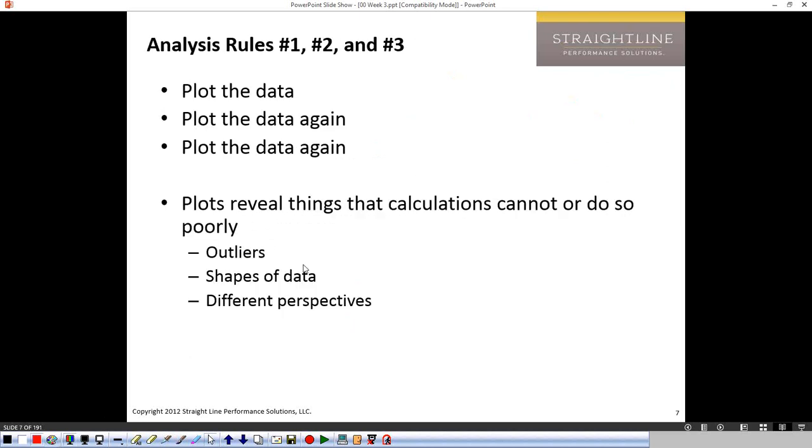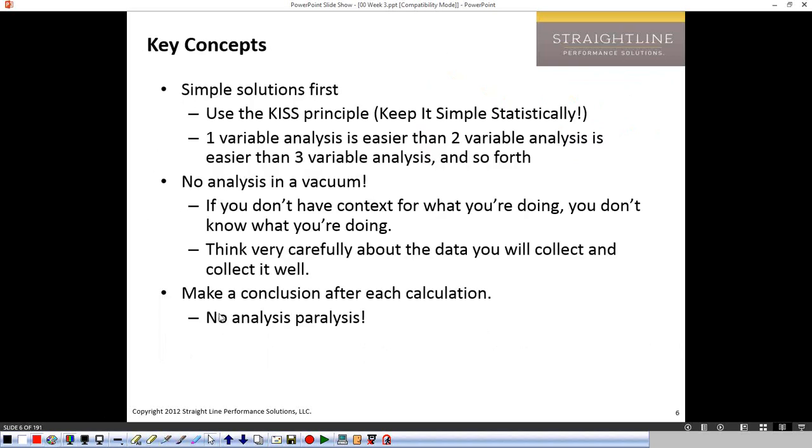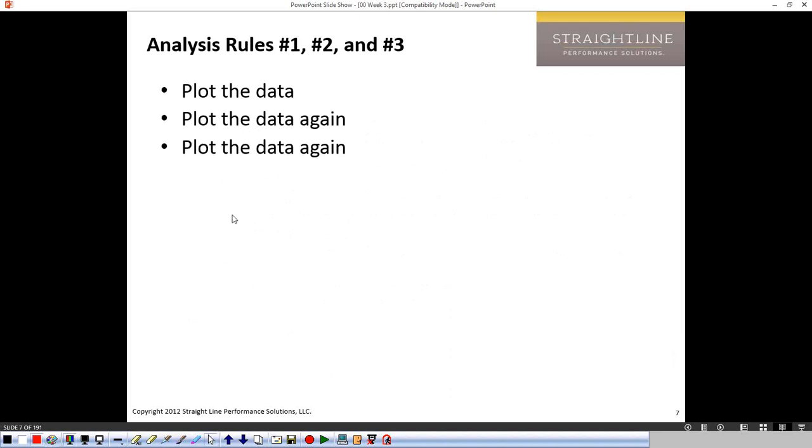All right, so we have one more precondition, and then I'm going to show you the system, and then we'll do a bunch of examples. Let's just go into the system right now. We're going to keep it simple. We're never going to do analysis in a vacuum. We're going to make conclusions after we're done. And we're going to plot the data all the time. Those are the preconditions. All right, so here is the system.